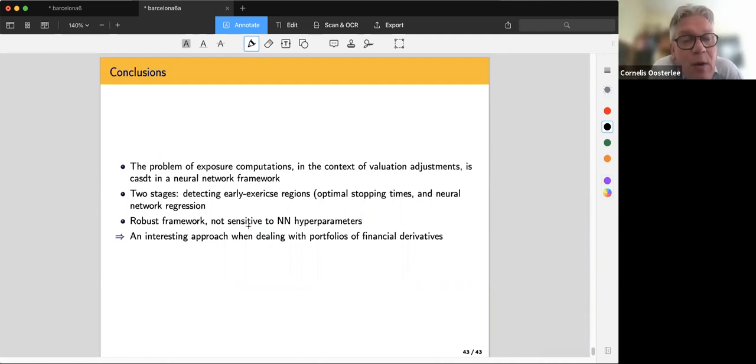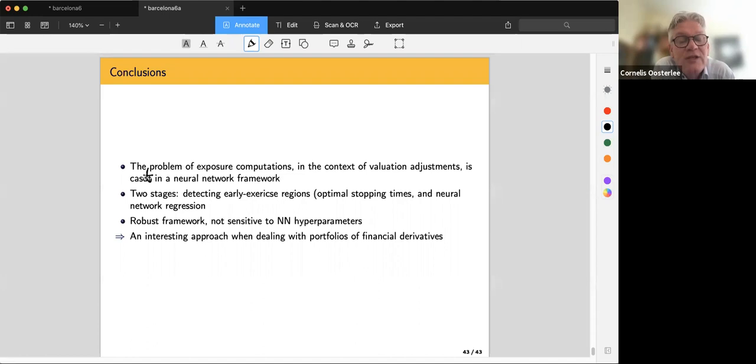So this is the problem of exposure computation. I know it's technical. But I want to convey the message. Sometimes it's technical in numerical techniques, right? And especially with these neural networks, we are also facing the question like, how good is this, right? We see that it is good, but how can we prove this? The problem of exposure computations in the context of valuation adjustment is now cast in the neural network setting.